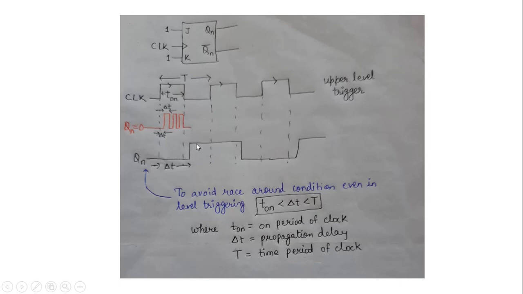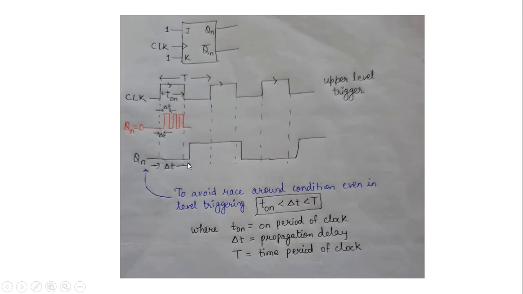Now it has toggled here and has skipped the high level of this clock, so it will maintain its previous value. Again at this point it sees the high level of the clock, so it should toggle, but it will toggle after this duration delta t, here also after a delay which is more than this t on. Then it has toggled here. Now at this point, when it has toggled, the clock is disabled, so it will remain as it is.